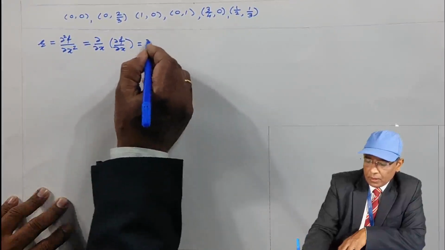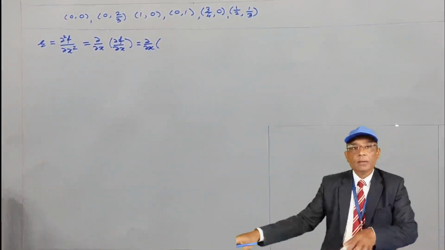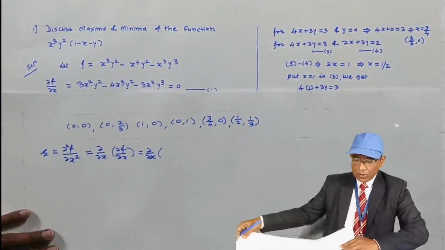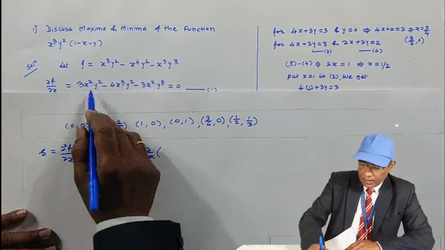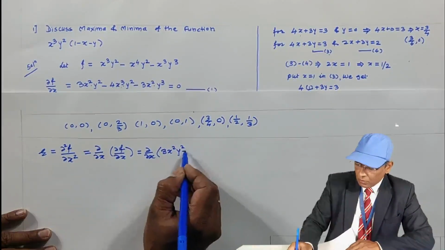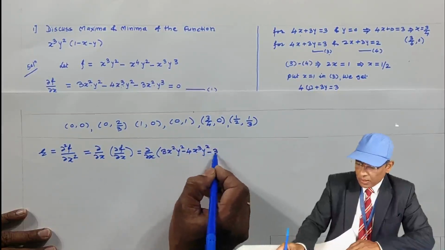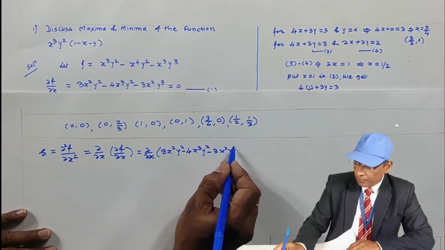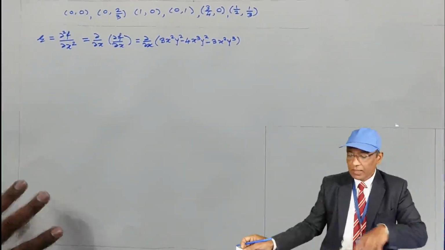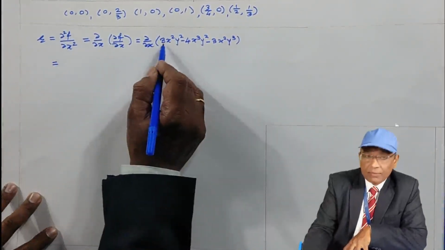Del x of del f by del x we have already found. See, del f by del x is what? This is del f by del x: 3x square y square minus 4x cube y square minus 3x square y cube. Now, its derivative again I am going to take, because I want r, which is the derivative with respect to x.